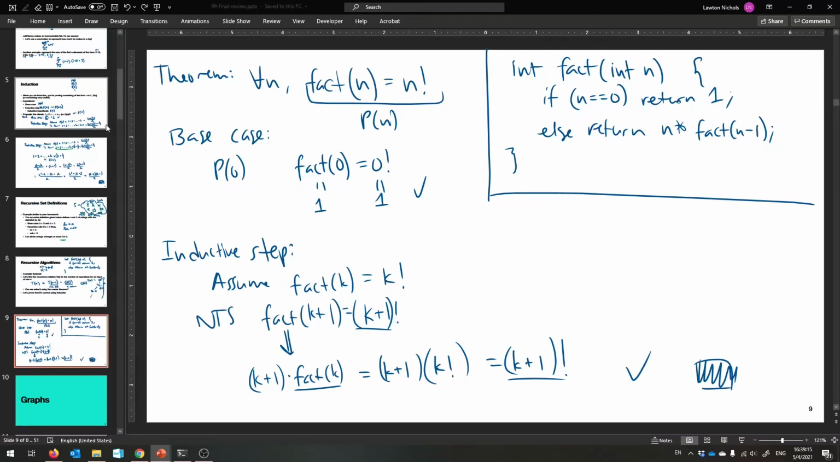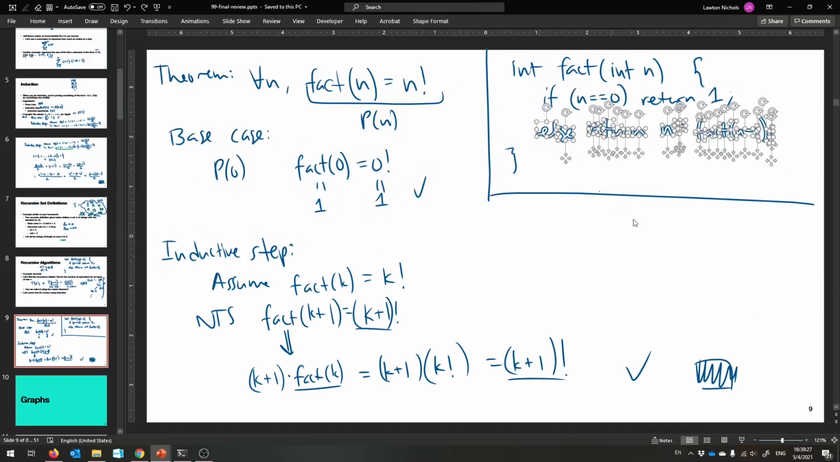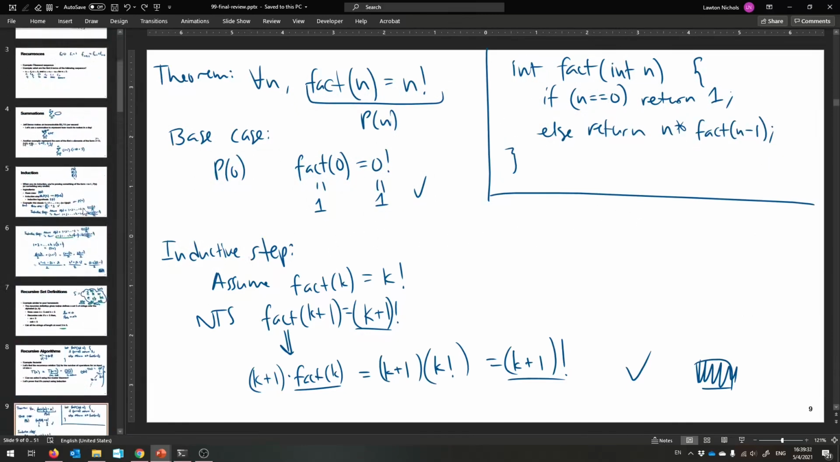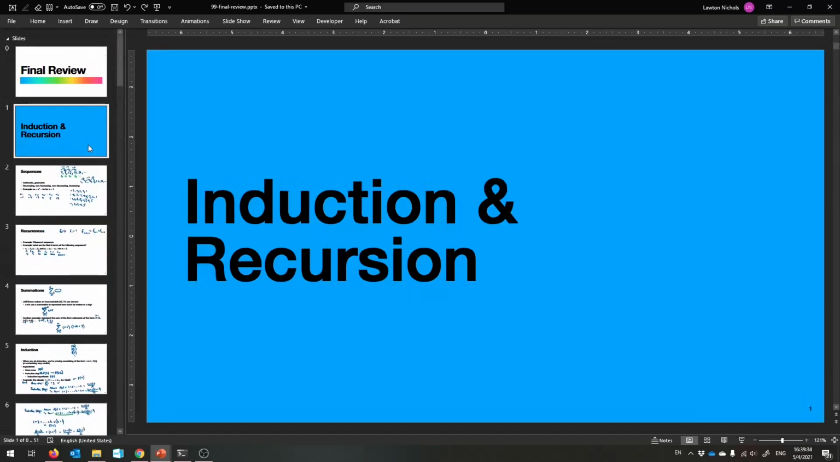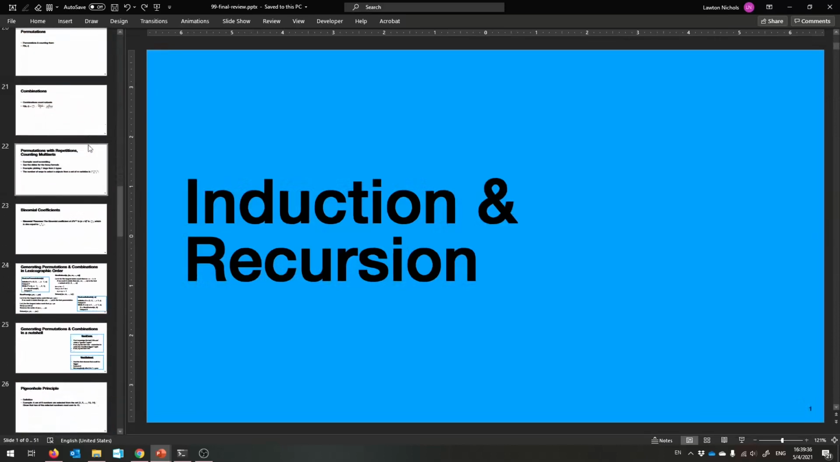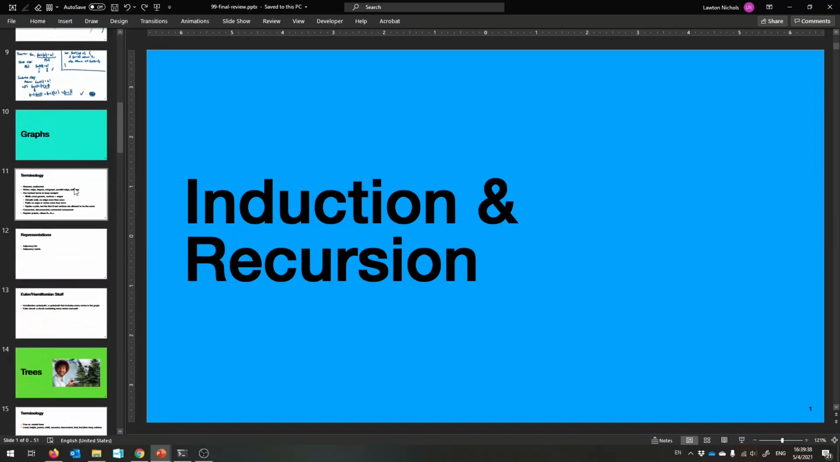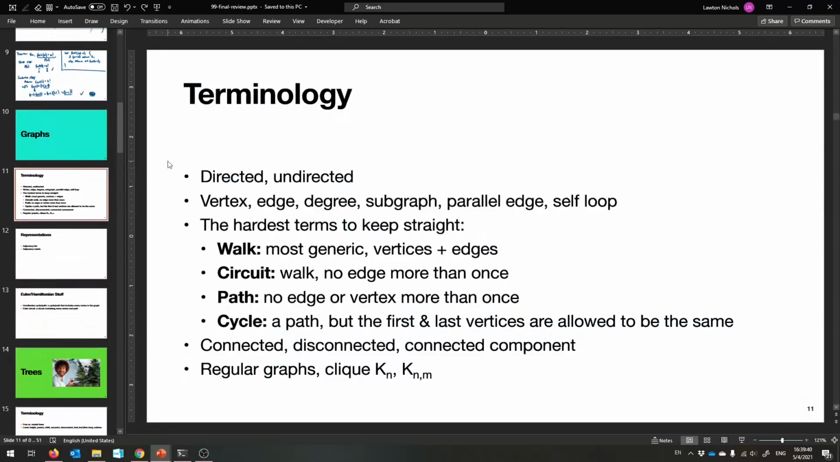Okay? So hopefully that's making some sense. And it all falls together. The base case of the recursive function becomes the base case of the inductive proof. The inductive step talks about the recursive case. That's all. Okay, so that is induction and recursion in a nutshell. Let's continue to graphs. Let's talk about graphs and maybe trees, and that should be enough for today, I think.